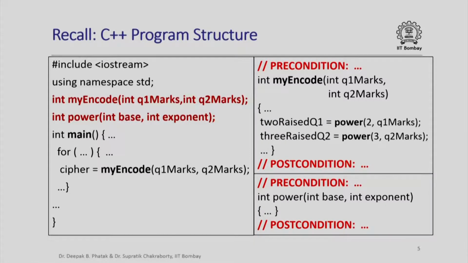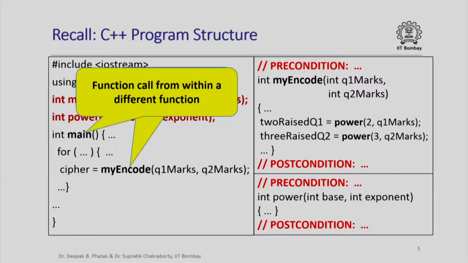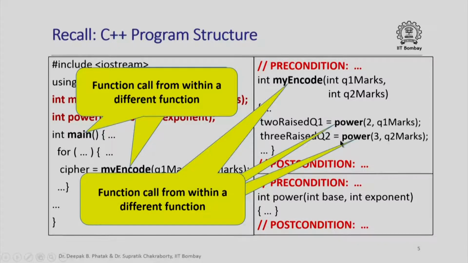Now if you look at the structure of this program, you will notice that the myencode function is being called from within the main function, but these are two different functions. Similarly, the power function is being called from within myencode, but once again power and myencode are two different functions.